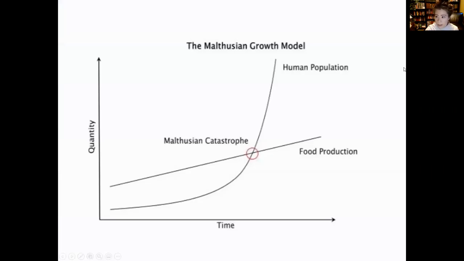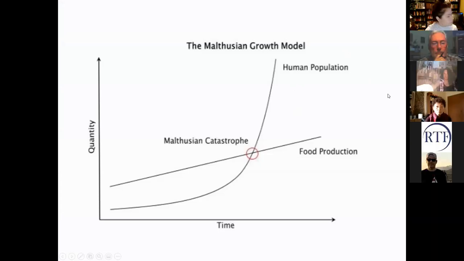Next slide. So this is a Malthusian growth model. Sorry, I have to navigate through this, which I'm sure most of you have seen. So the point of catastrophe, right, is when human population exceeds food production on a basic level. However, again, the question is, what determines the carrying capacity?